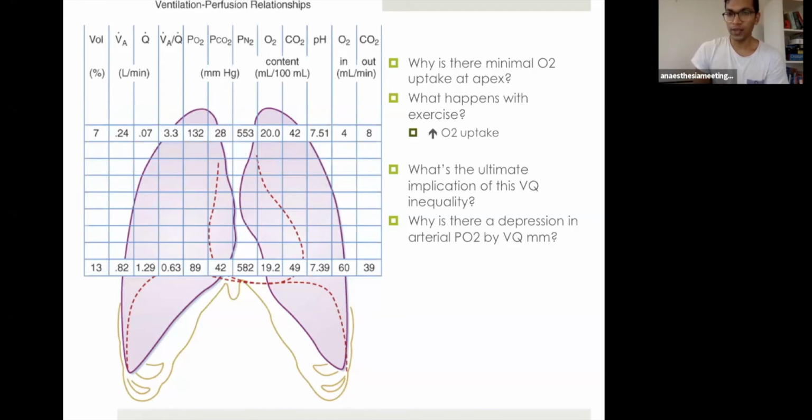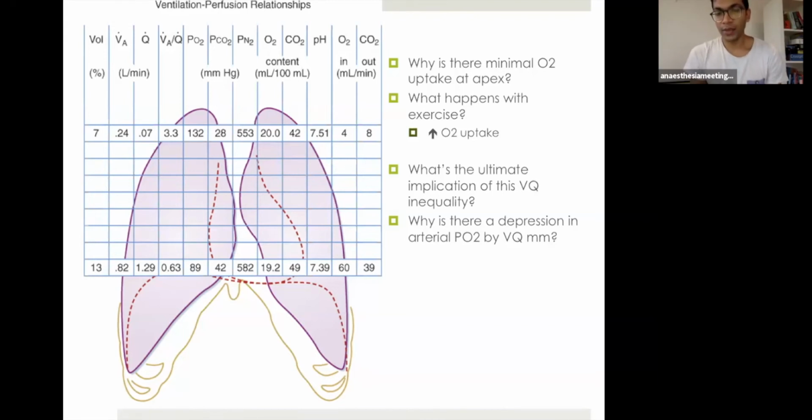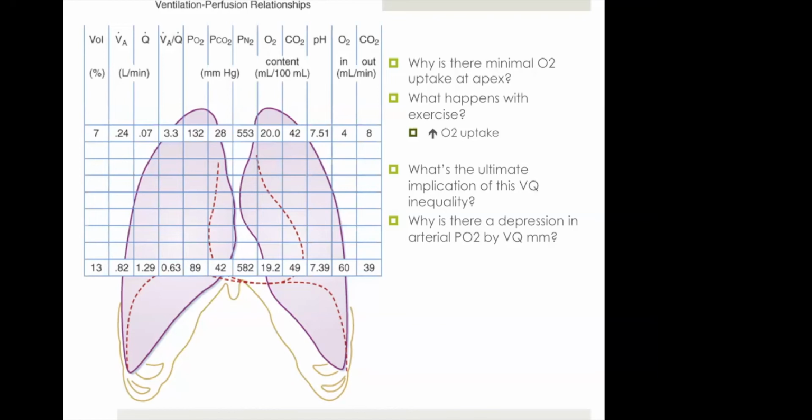Why is there a depression in arterial PO2 by VQ mismatch? Why do you reckon that is? Okay, so I'm not really sure what that means, in terms of between the top and the bottom. Is that what you mean? Let's say because you have this VQ mismatch throughout the lung, once the blood flows outside of the lung into your arterial system, why is there a change in arterial PO2 because of the VQ mismatching? Is that what you mean?